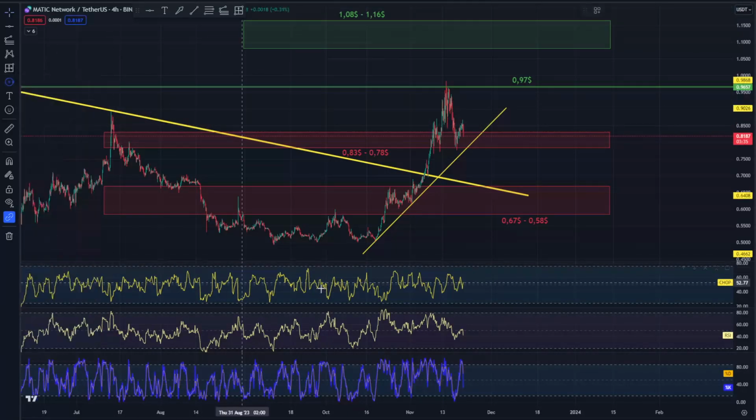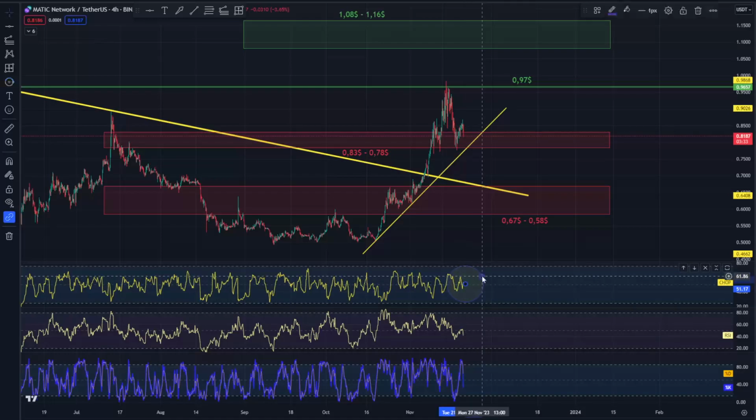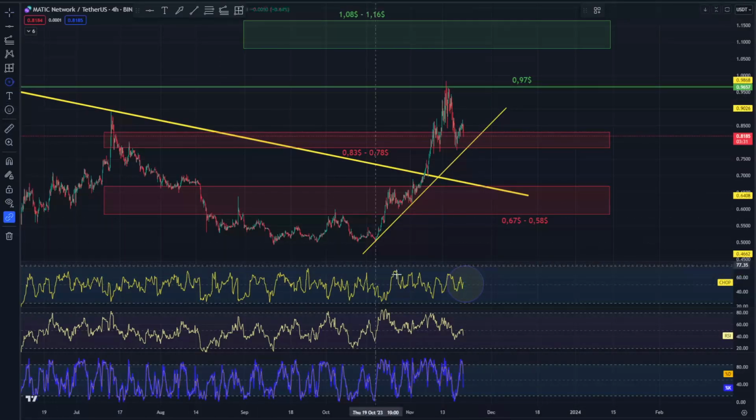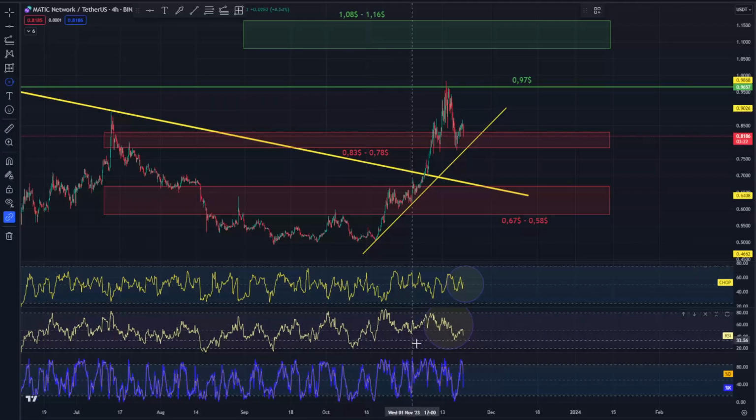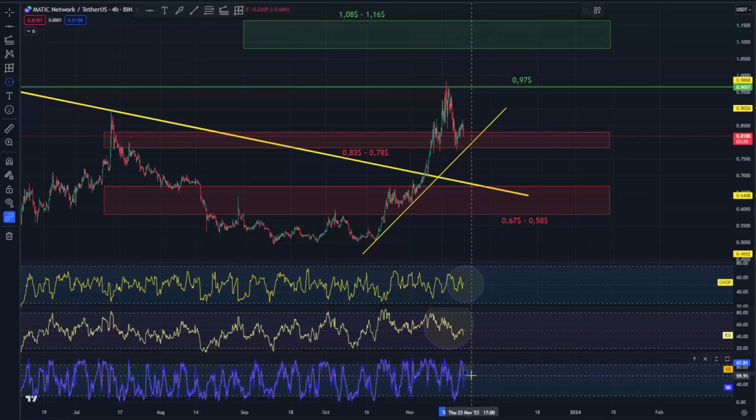The CHOP index indicates that there is still energy for further moves. The RSI indicator remains in a downward trend with room for the price to go lower. Also, when we look at the stock indicator, we can see a strong rebound with room for the price to go slightly lower.